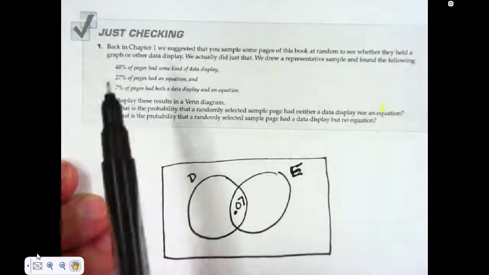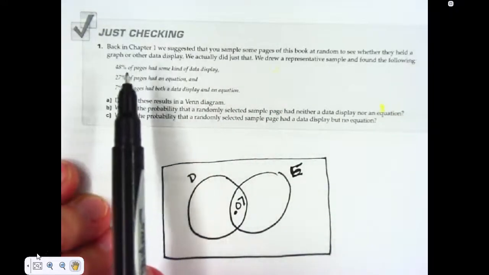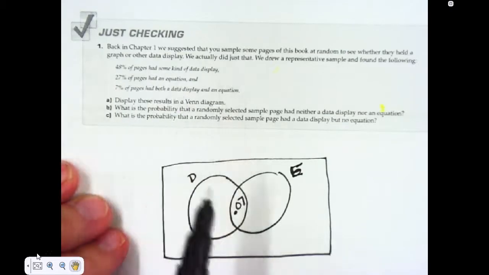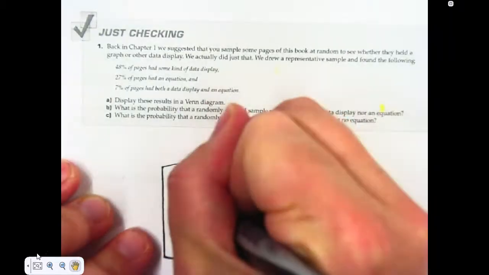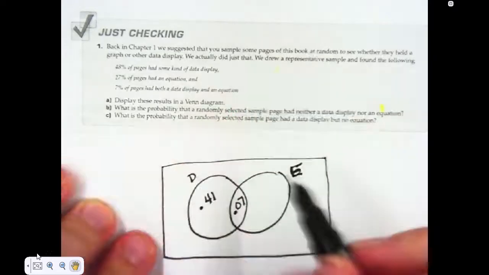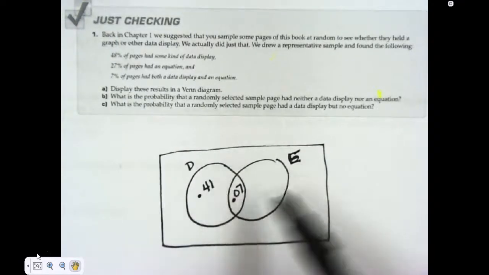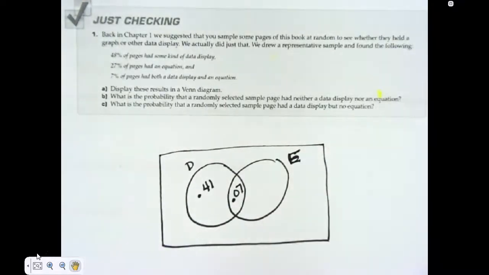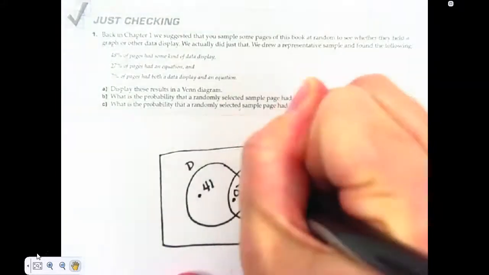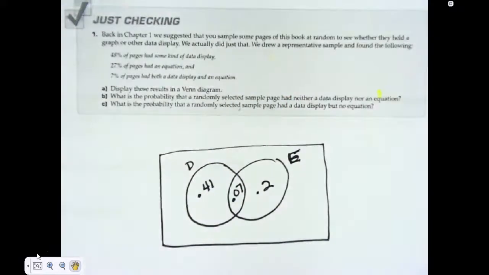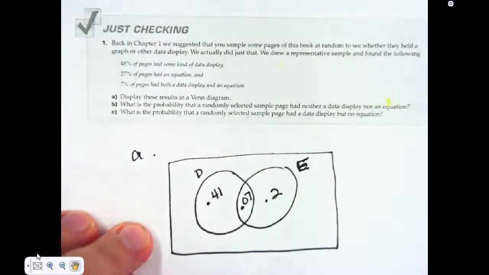Now it says 48% has some data display, so I'm going to take 0.48 minus 0.07, and that's going to give me 0.41 here. And then over here, 27% had some kind of equation, so I'm just going to take that 27%, subtract 7%, so this is 0.2. Just a reminder, when you're dealing with your percents, it's always a good idea to change them to decimals. So I did part A. There's my result in a Venn diagram.